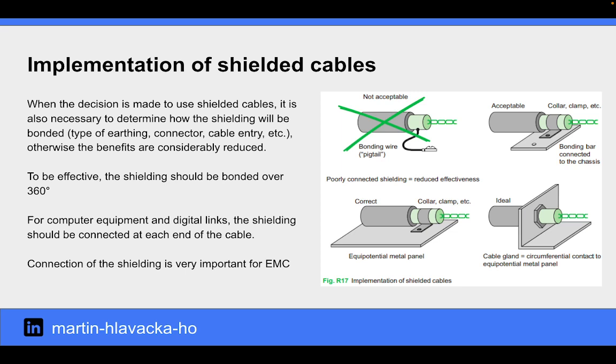When the decision is made to use shielded cables, it is also necessary to determine how the shielding will be bonded, otherwise the benefits are considerably reduced. To be effective, the shielding should be bonded over 360 degrees. Figure R17 shows different ways of earthing the cable shielding. For computer equipment and digital links, the shielding should be connected at each end of the cable. The connection of the shielding is very important for EMC.